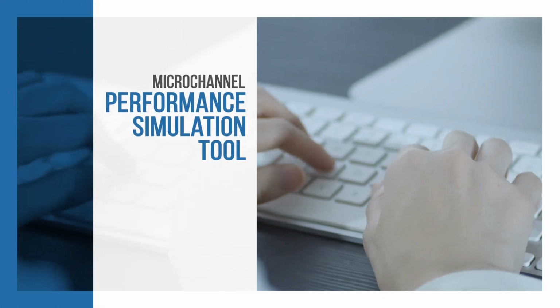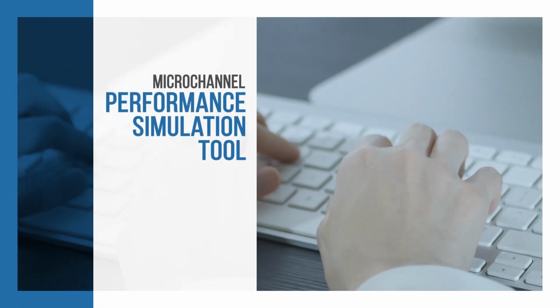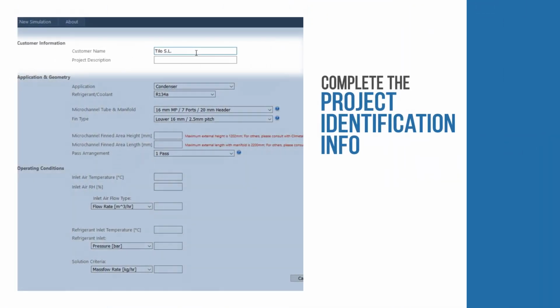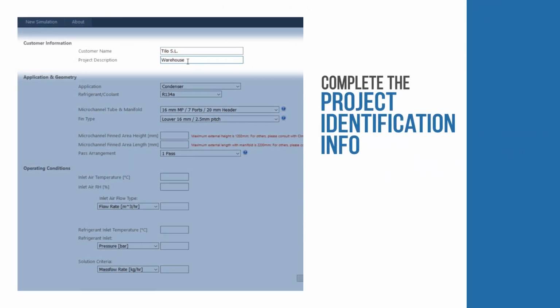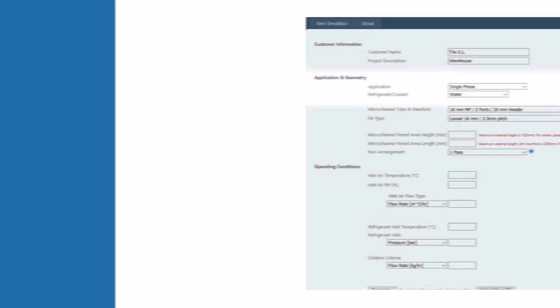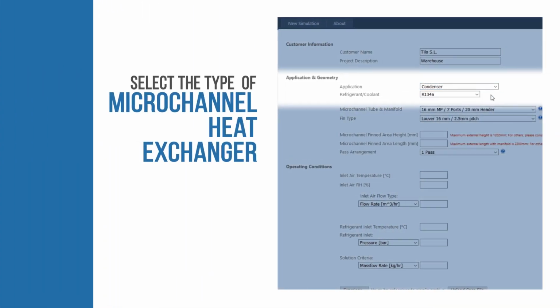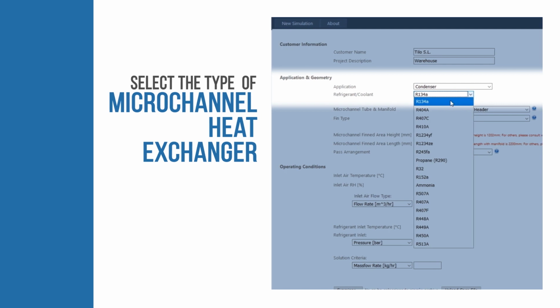In this video, we will explain how to use our web app efficiently in your microchannel selection projects. First, complete the project identification information. Select the type of microchannel heat exchanger you wish to simulate, either a condenser or a single phase.